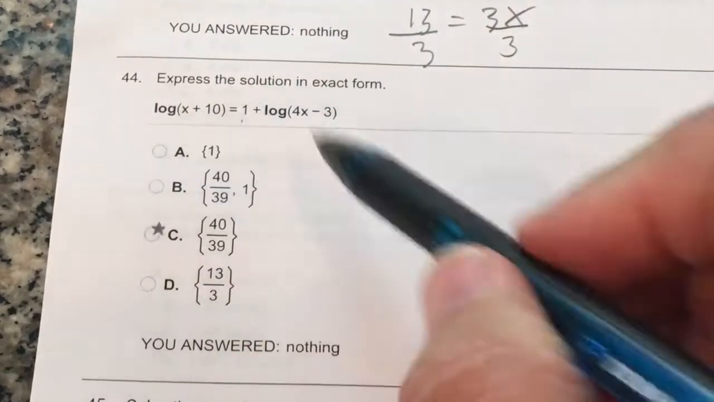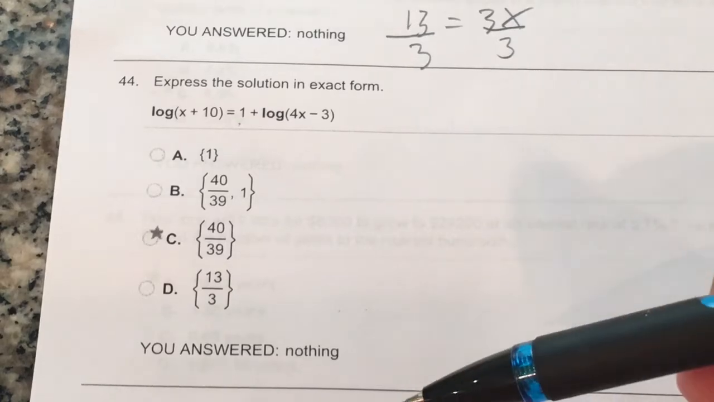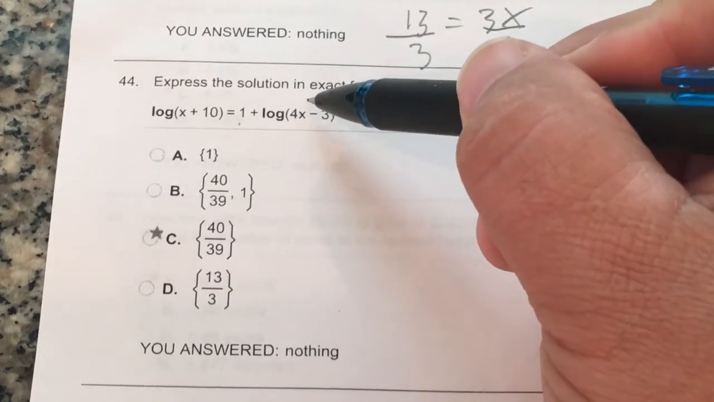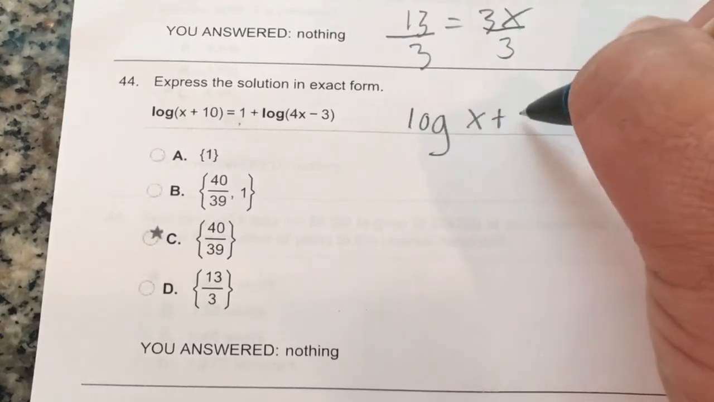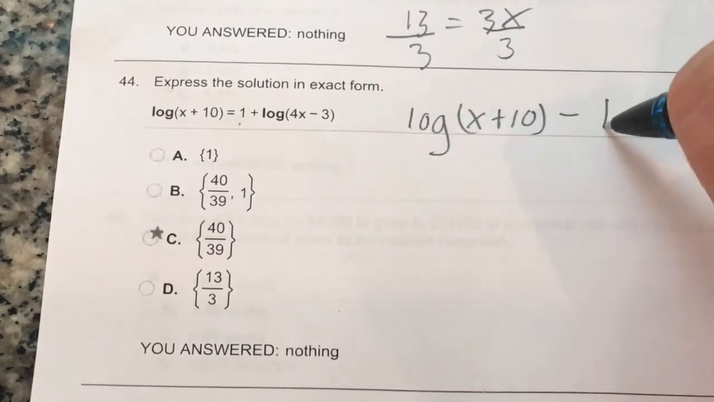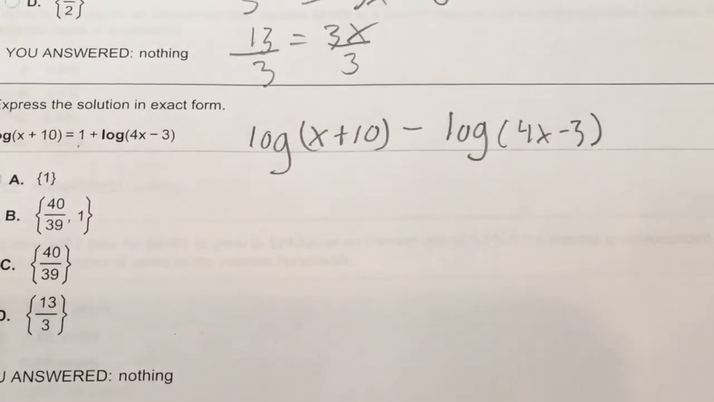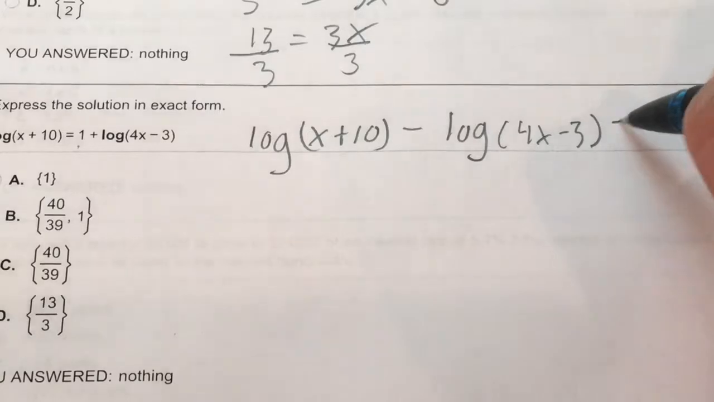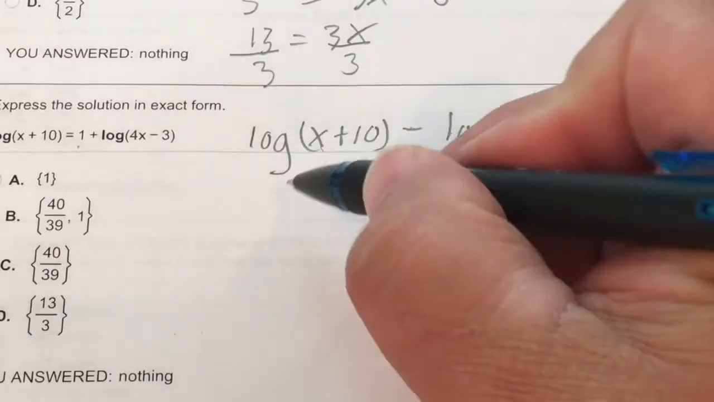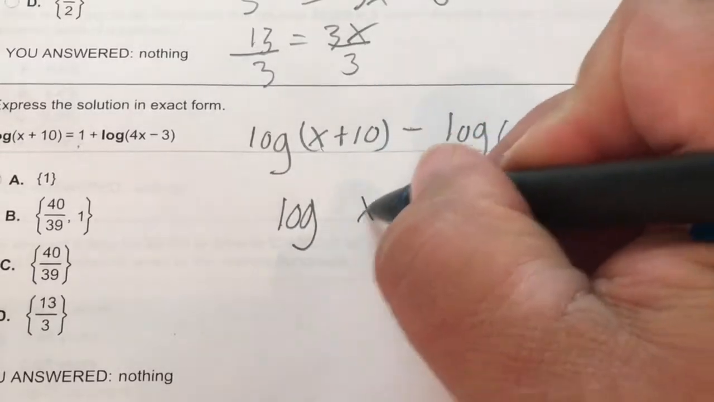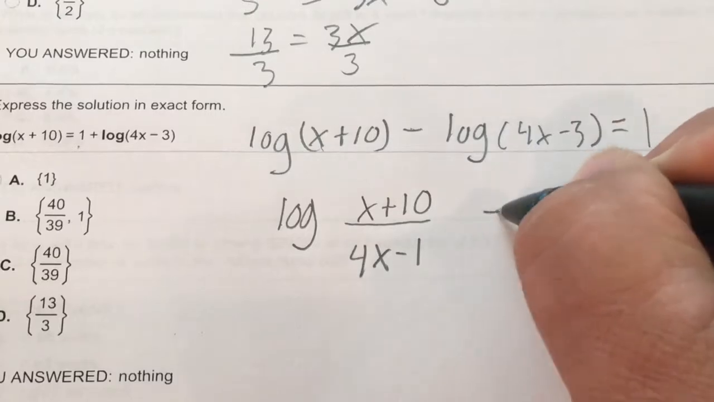This one has a 1 there, so I just can't drop all the logs. I actually have to do some laws of exponents and rules of logs. So I'm going to subtract log 4x minus 3 from both sides. So that's going to give me log of x plus 10 minus log of 4x minus 3 equals 1. I'm going to combine these because the minus is going to turn into a division. So that's going to give me log of x plus 10 over 4x minus 3 equals 1.